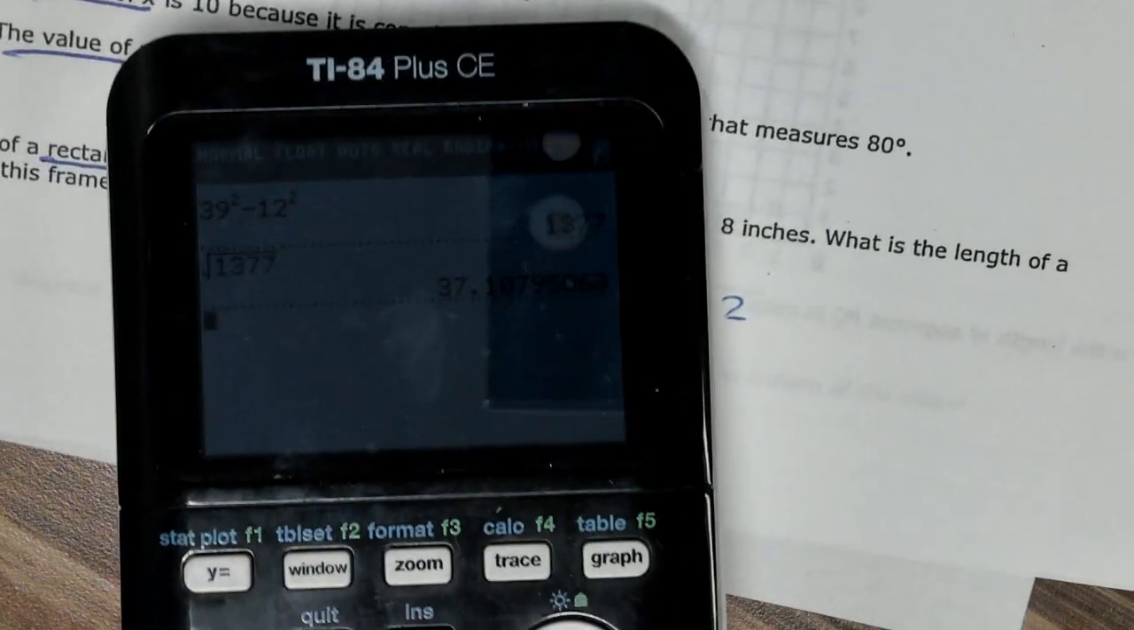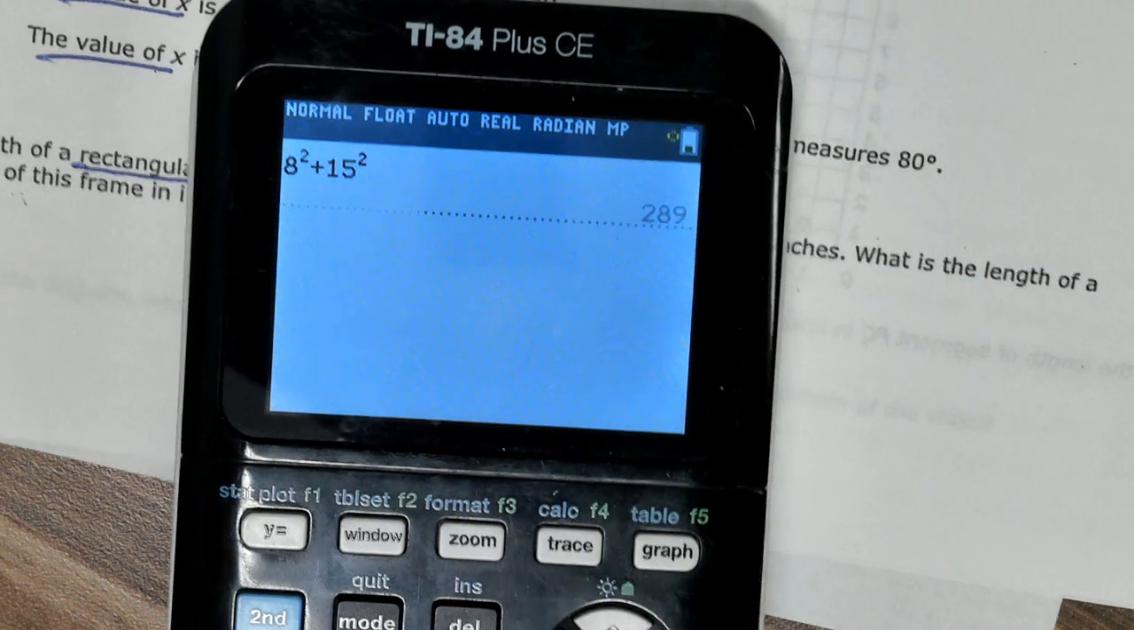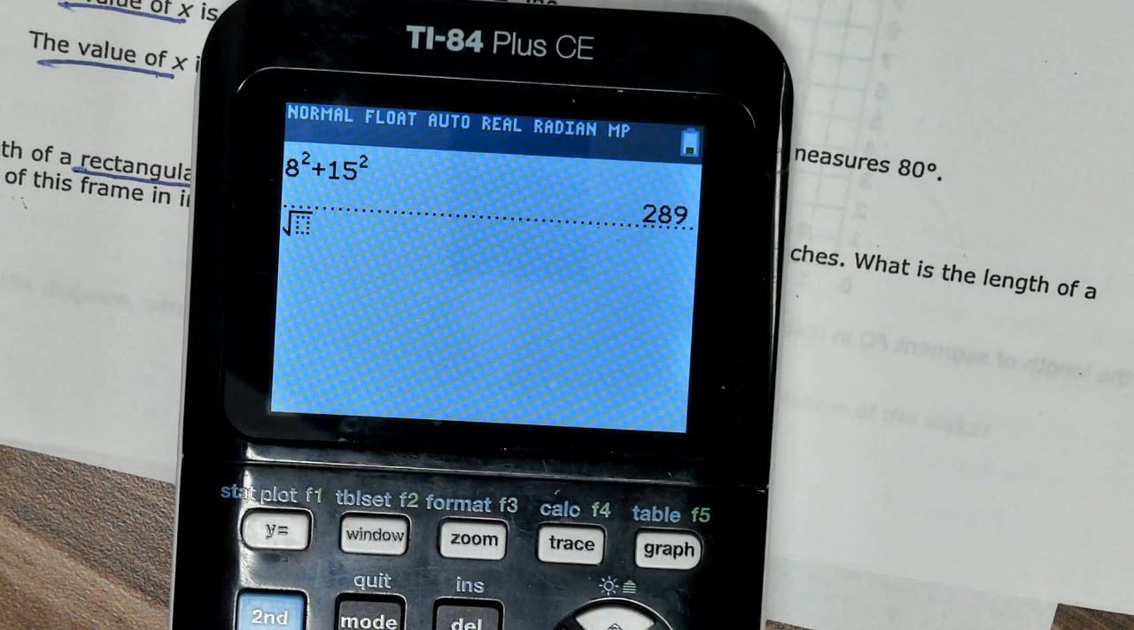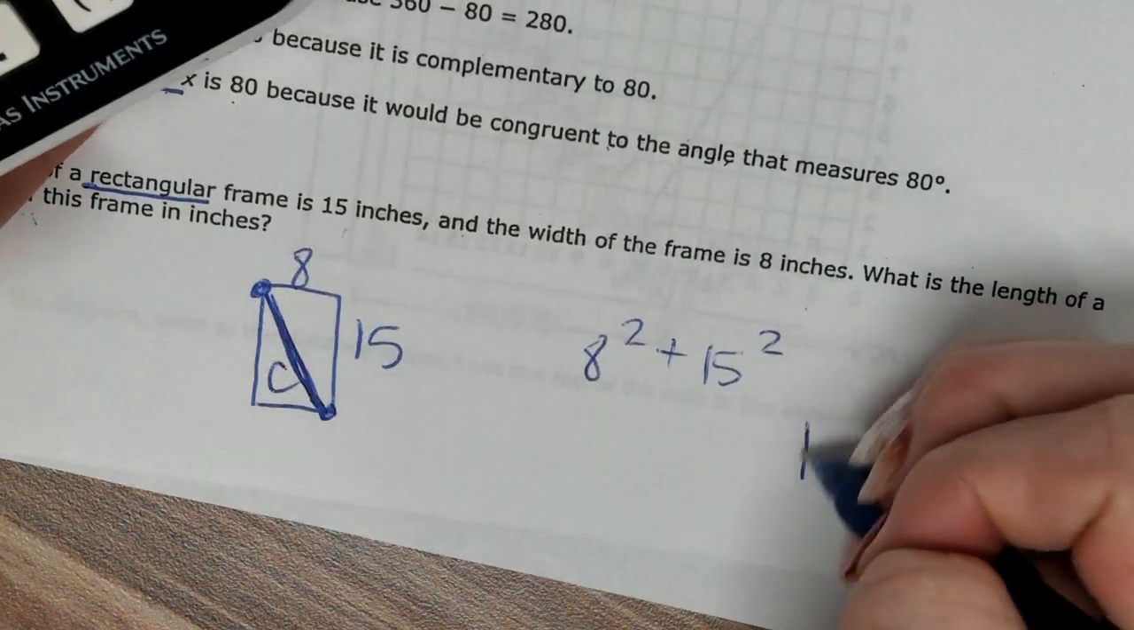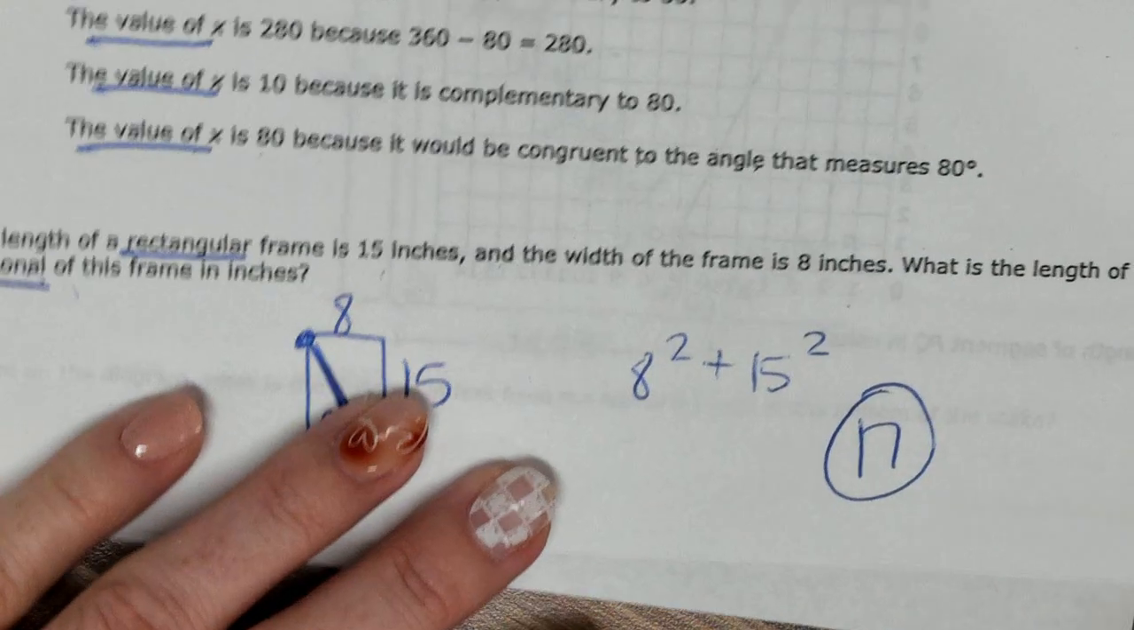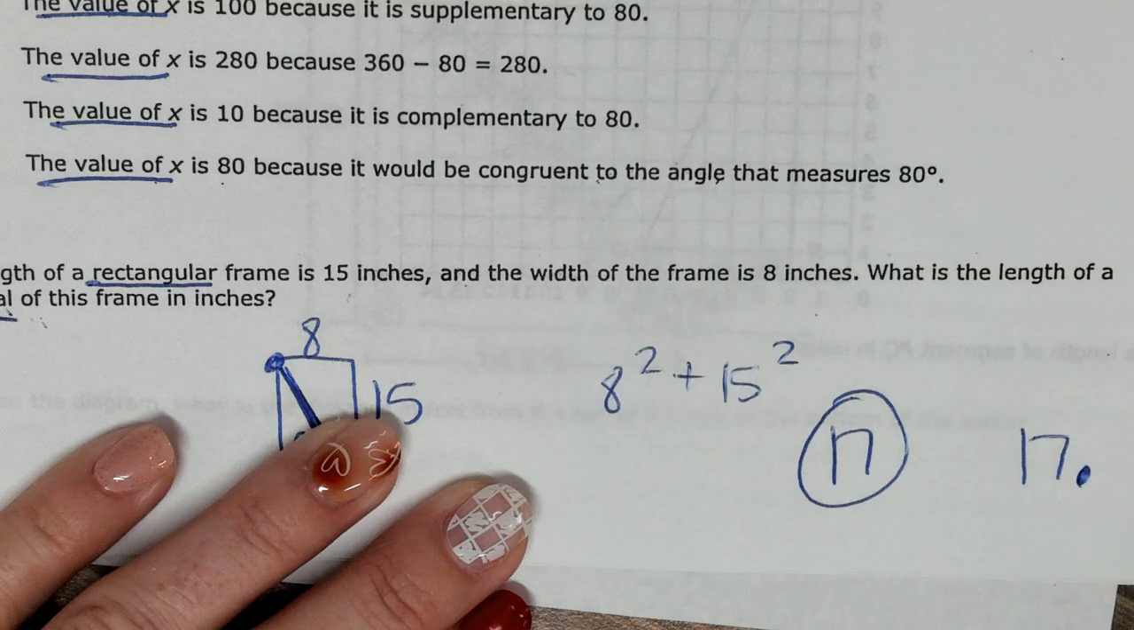All right, so 8 squared plus 15 squared is 289, and then I square root my answer, which is 17. Now, where would that go if I had decimals? 17, then a decimal.